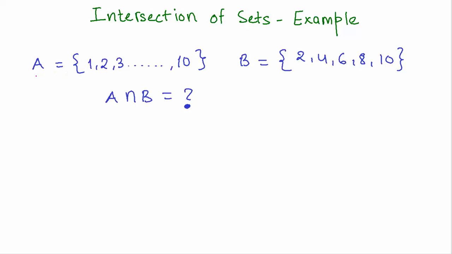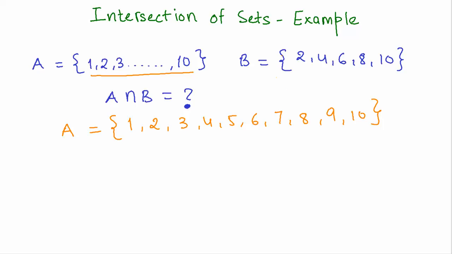So we have the set A comprising the numbers 1, 2, 3 all the way till 10, that is the first 10 natural numbers, and then we have the set B which has the even numbers from 1 to 10, that is we have 2, 4, 6, 8 and 10. What is A intersection B? Now in this case, it might be helpful if we write down the set A in its entire form. So 1, 2, 3, 4, 5, 6, 7, 8, 9 and 10.